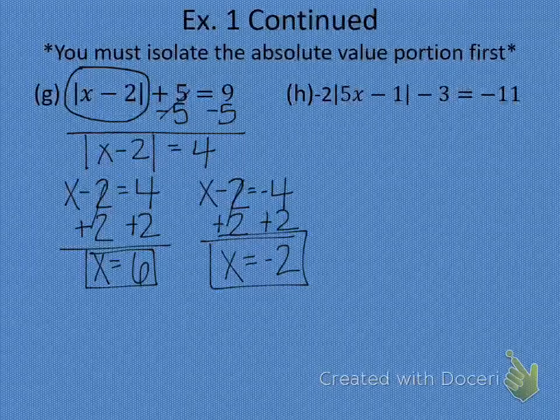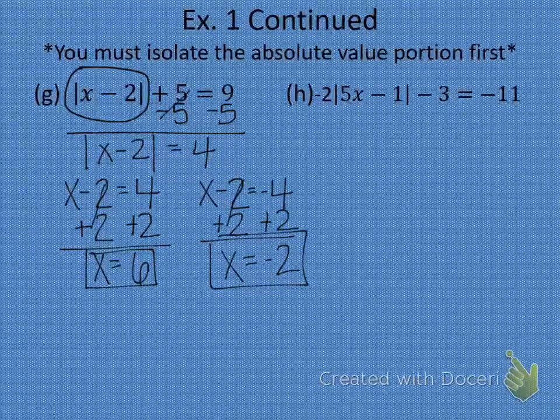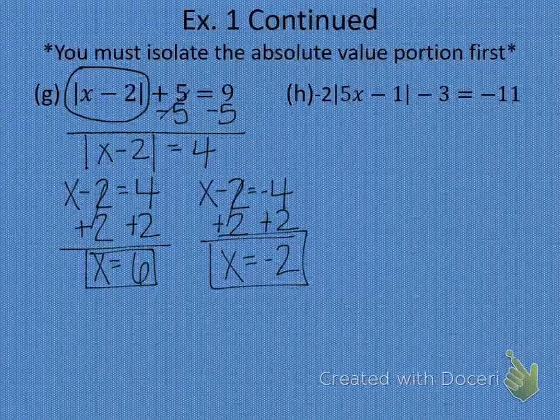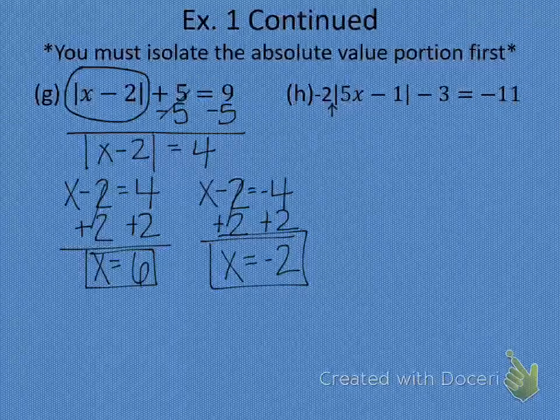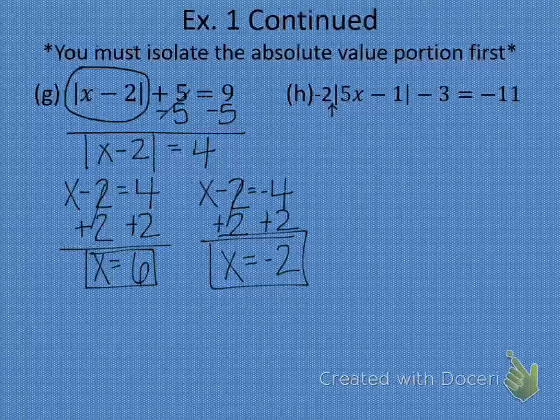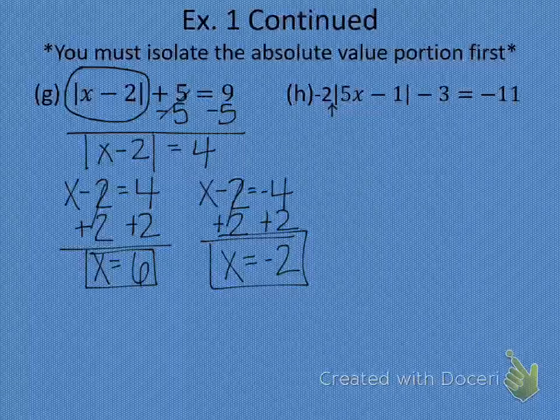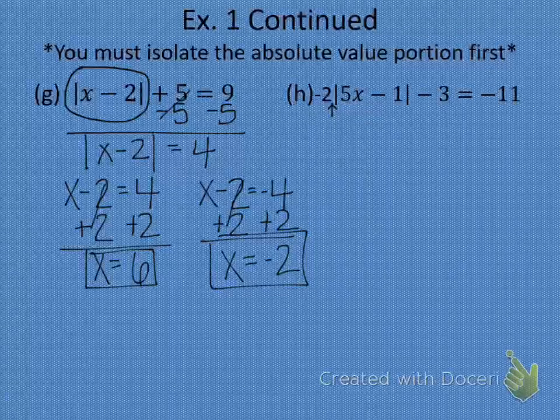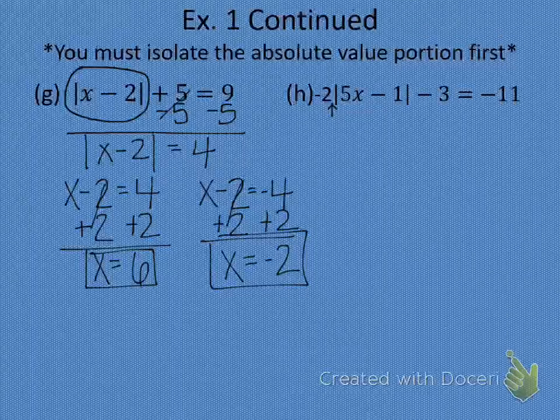All right. Now, letter H. Letter H could possibly be the most complicated one that I teach you today, because you have to remember right here. Remember when there's a number and a parenthesis and nothing between them? What operation is that? So what do you think it means when you have a negative 2 and an absolute value bar with nothing between them? Right, so it's what operation? It's multiplication, all right?